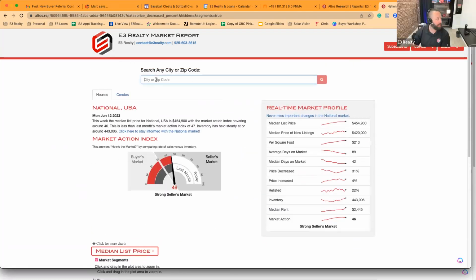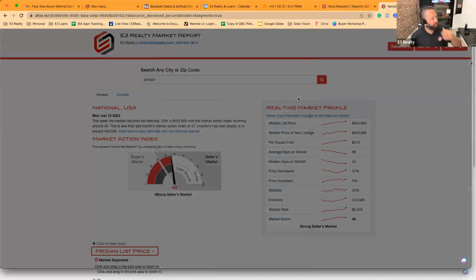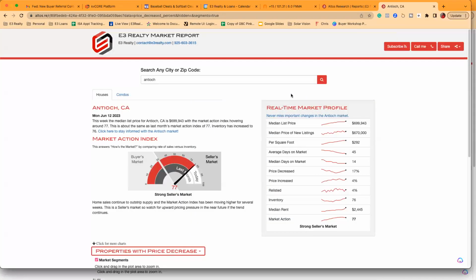So then you can go, okay, let's go to Antioch, California. I mean, you live here, right? So you want to know about your city you live in. And you come over here and you go, wow, national average is 46. We're at a 77. Oh, wow.